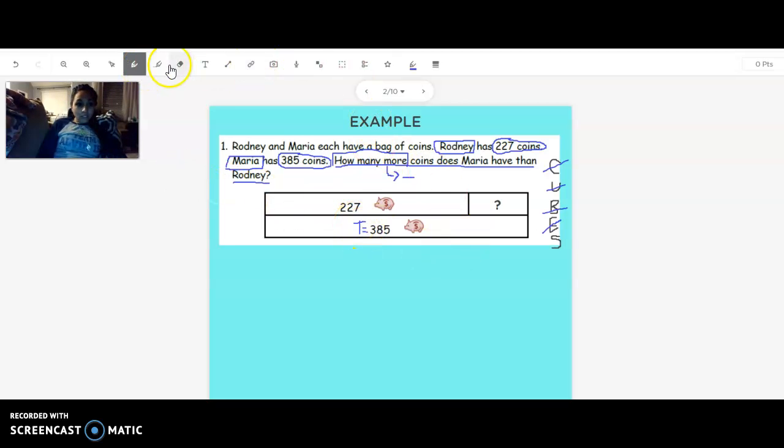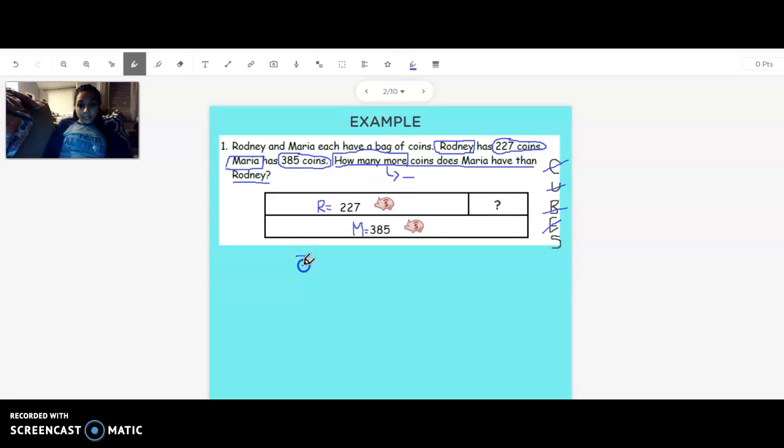Actually, nope. Sorry, I said that wrong. I'm going to erase that. That's not my total number. This is the number of coins that Maria has. So I'm going to put an M here. So I know this is Maria's coins. And this number, 227, that's how many coins Rodney has. And I'm trying to figure out how many more coins Maria has than Rodney, and that's where this question mark is.